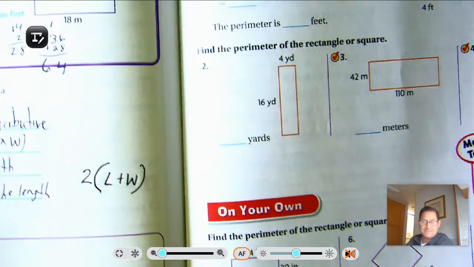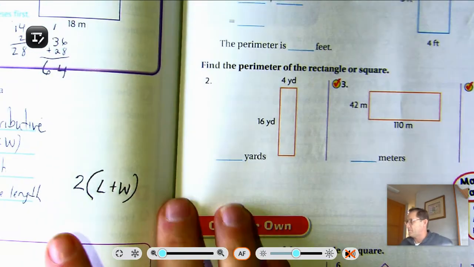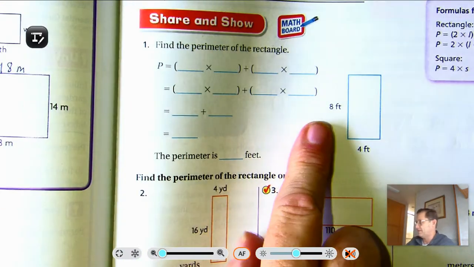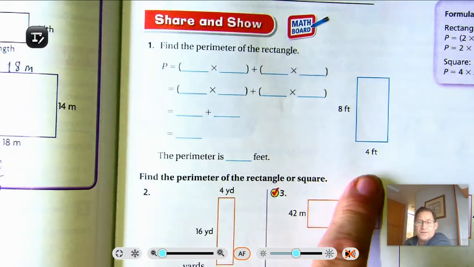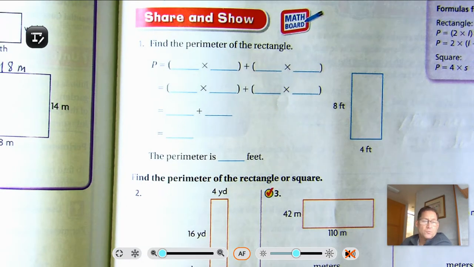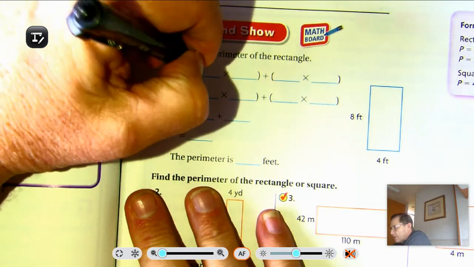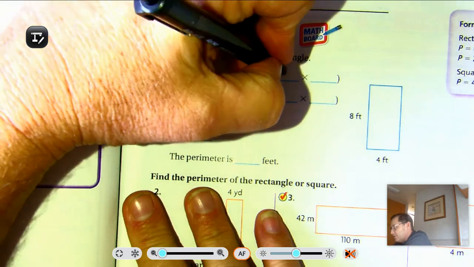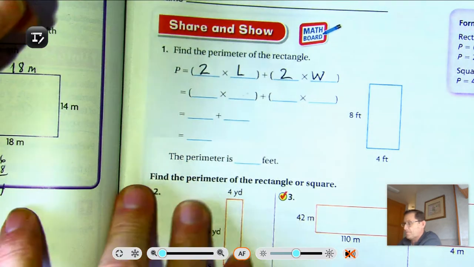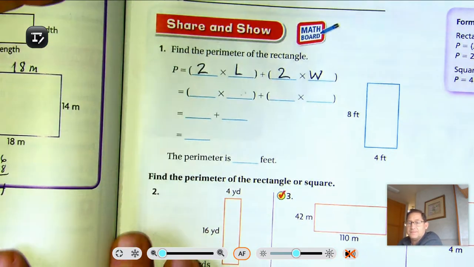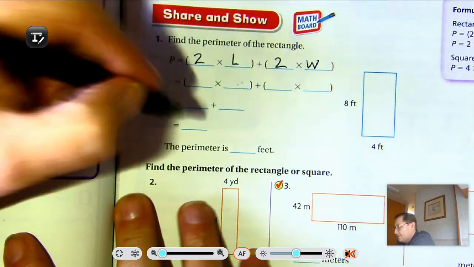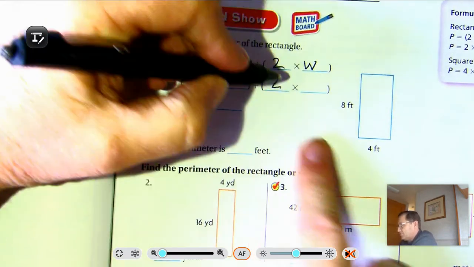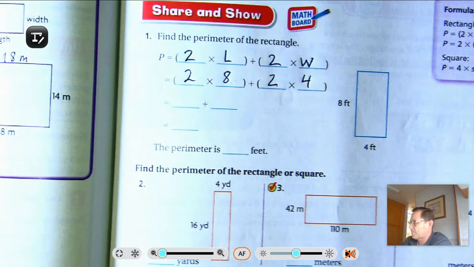All right, 527. So find the perimeter of the rectangle. All right, so we have a length of 8 and a width of 4. So we're going to go 2. We got to start with the formula. 2 times L plus 2 times W. And then fill in our length and our width. So it's 2 times 8 plus 2 times 4.